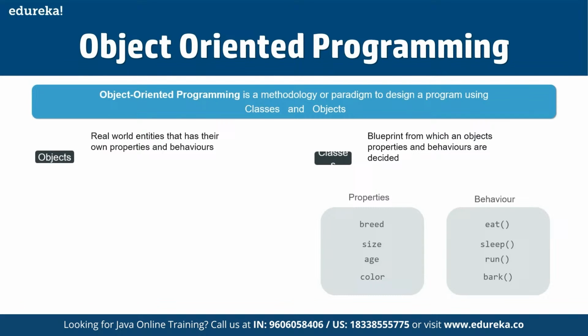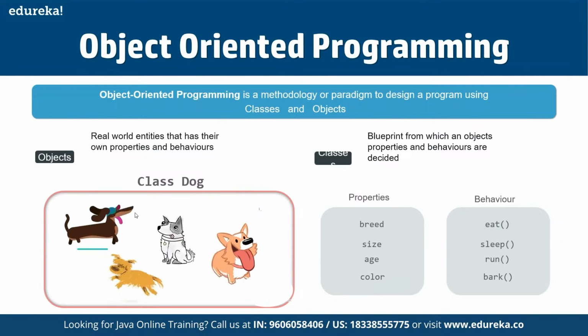Basically, we talk about objects, which are real-world entities that have their own properties and behaviors. Then we have classes, the blueprint in which an object's properties and behaviors are decided. For example, a class can be for any animal. Here the class is for dog. We have different breeds of dog. So breed, size, age, and color are all properties available for a given class.